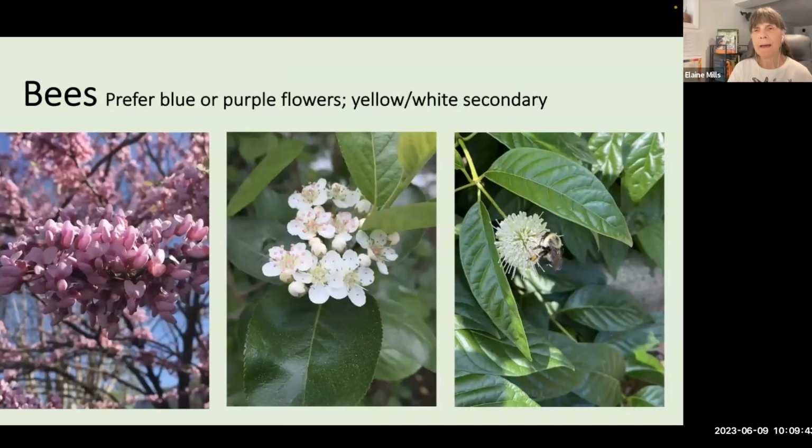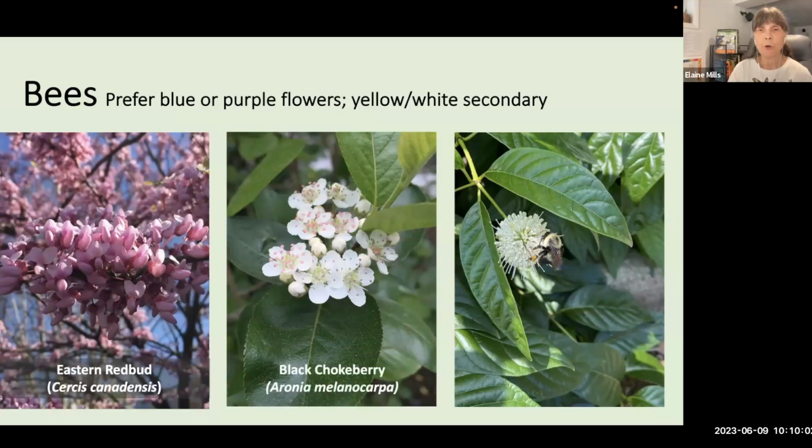When you're looking at herbaceous plants, you usually hear that bees are attracted to blue or purple flowers, and secondarily to yellow or white flowers. Most of the flowers of our woody plants are going to be white. Some of the favorites of bees are eastern redbud, black chokeberry, and buttonbush.